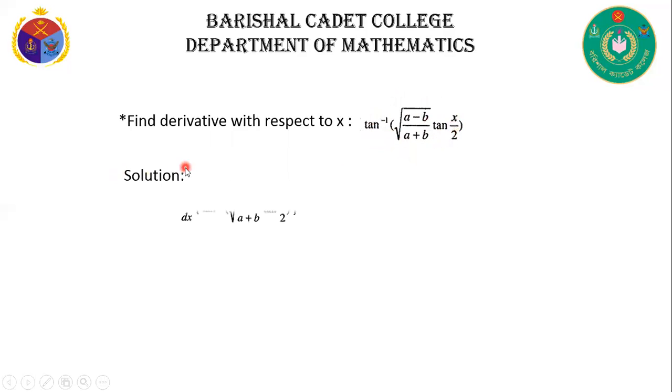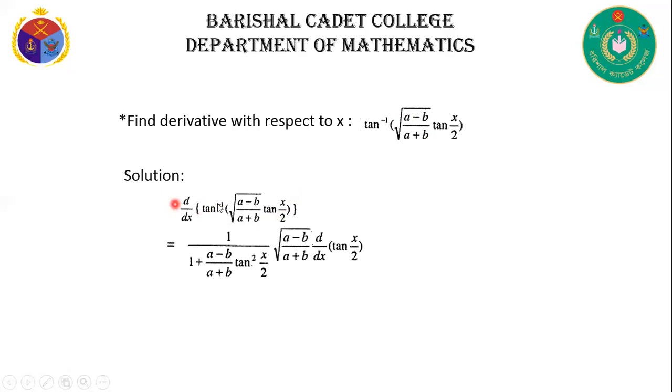Now the solution. Given this function, that means d by dx tan inverse root a minus b by a plus b tan x by 2. Now we know d by dx tan inverse x is equal to 1 by 1 plus x square. Here x means this total term. That's why we can write 1 by 1 plus x square, that means square means a minus b by a plus b tan square x by 2. Now this portion is complete. Now the remaining part, root a minus b by a plus b. This is a constant term. That's why this term is common, and d by dx tan x by 2.